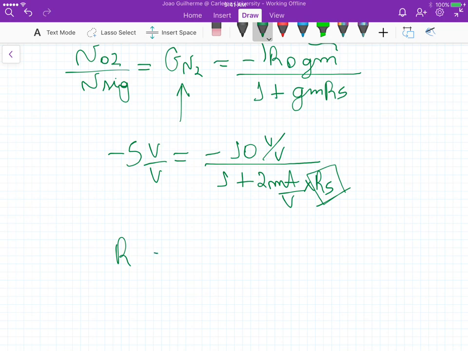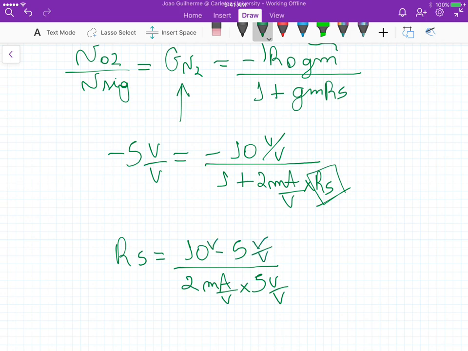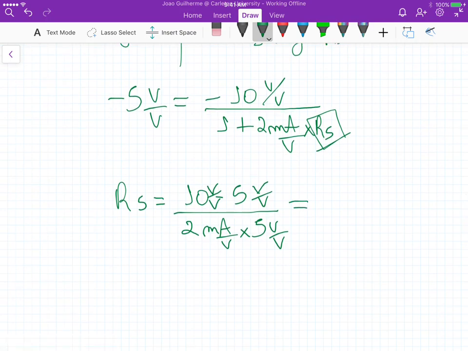So Rs is equal to 10 minus 5 divided by those 2 milliamperes per volt times 5 volt per volt. This one here is also volt per volt. This one is also volt per volt. And this gives us an Rs that is equal to 500 ohms.